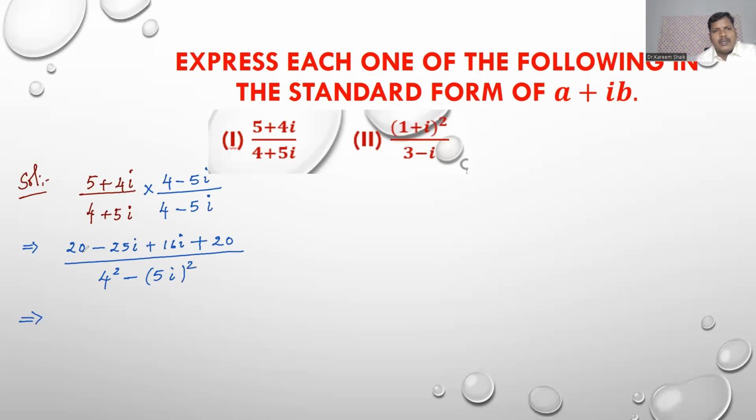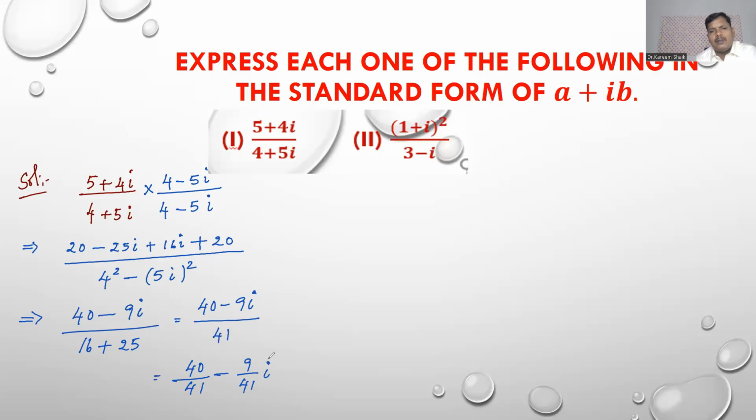Now, we have to simplify. 20 plus 20 is 40, minus 25 plus 16, minus 9 iota, upon 4 square is 16, 5 square is 25, but iota square is negative 1, so negative of negative is positive 25. Now we get 40 minus 9 iota upon 41. Can we write it as 40 upon 41 minus 9 upon 41 iota? Observe now, here our a value is 40 upon 41 and b value is 9 by 41. I hope it's clear. Now we will begin the next one.